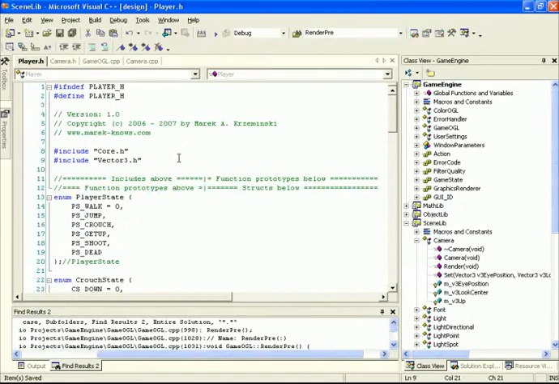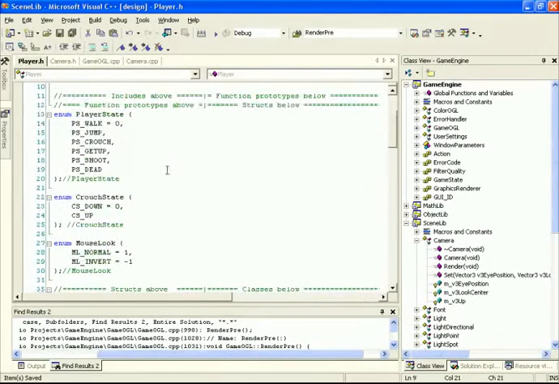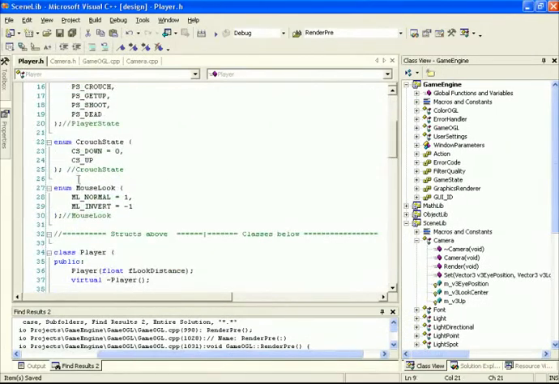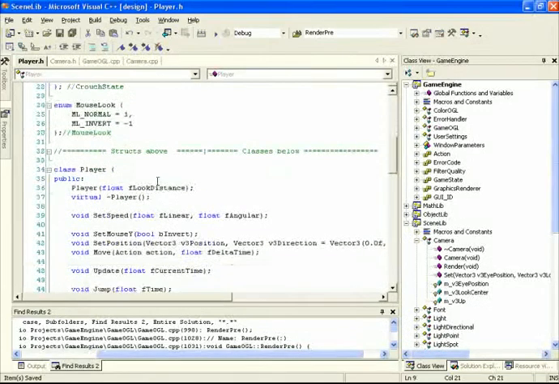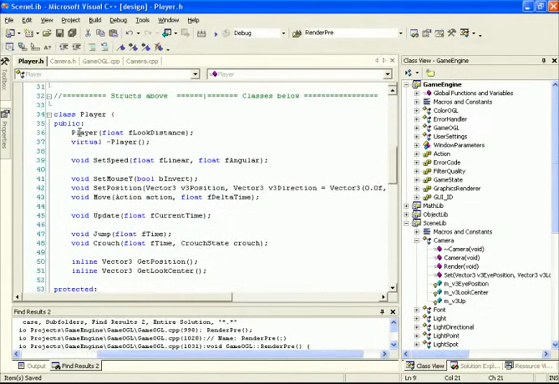Our player class now looks like the following. We still have some player states and crouch states and the mouse look. We're leaving those as they are, and then in here we can see we now have class player, no inheritance. We're going to have a constructor, which we're going to pass in a value that represents how far away is our point that we're looking at with respect to where we're positioned.